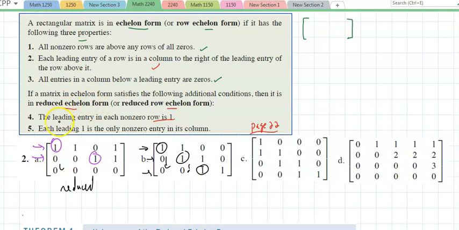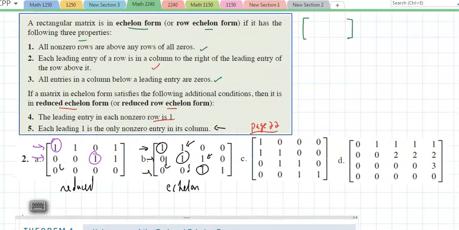Is it reduced? The leading entry in each row, let me see, that's 1. Okay, that one's fine. Okay, here's the problem. That's not a 0 and that's not a 0. So 5 is not satisfied. So we say this is in echelon form, but not reduced.